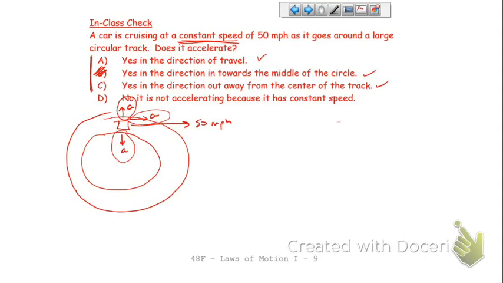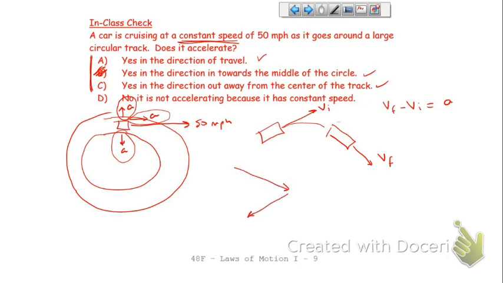I can show you that this is towards the middle. If I go like that, that's my vi and that's my vf. They're the same size, just different directions as I go around the track. If vf minus vi equals my acceleration, because that's what acceleration is, then I take my vf and add on to it minus vi, and my resultant is pointing towards the middle of the track. That's where that comes from. It comes from circular motion. We'll get to that later.